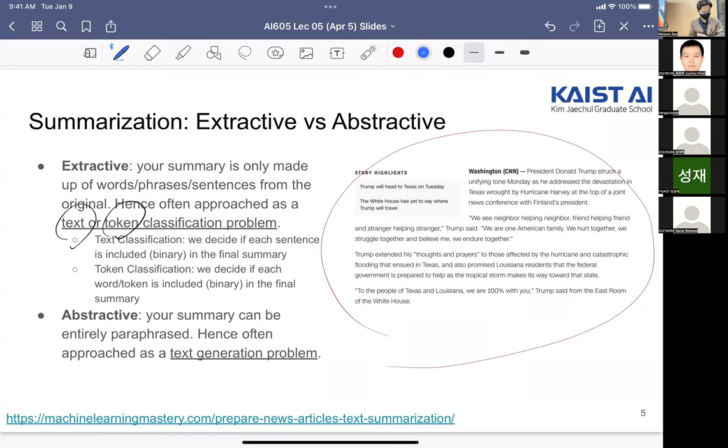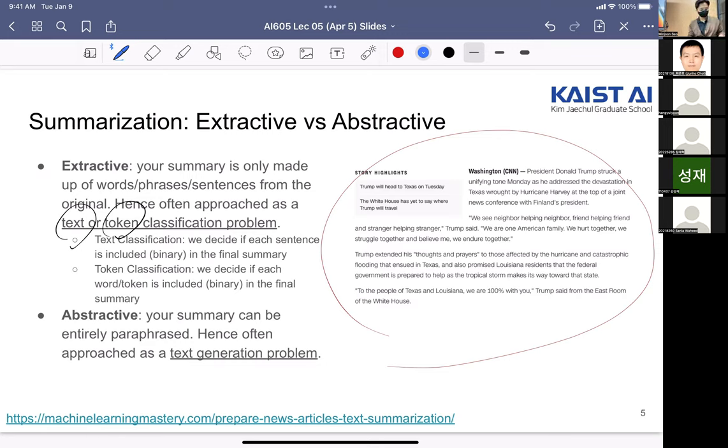And of course, you can say that abstractive is better than extractive, especially for machines, because it's not always working well. But then still, it's an interesting problem. And you're trying to generate text instead of extracting it.